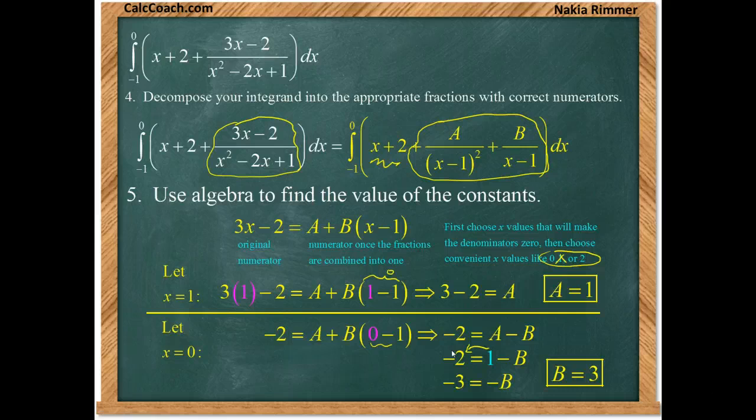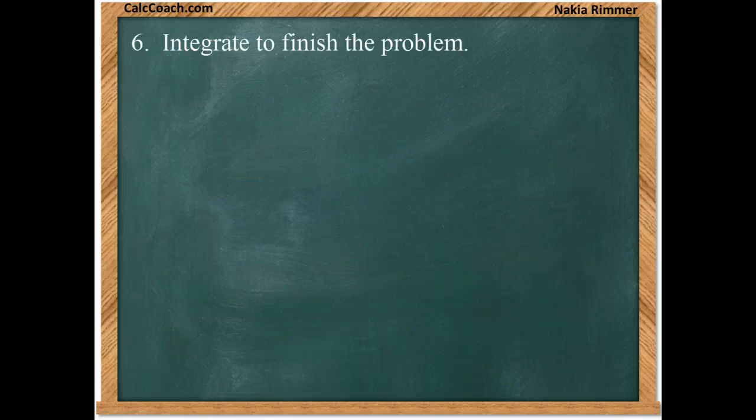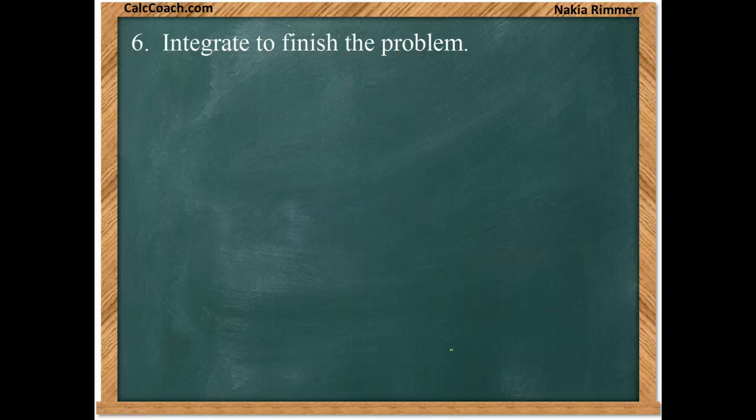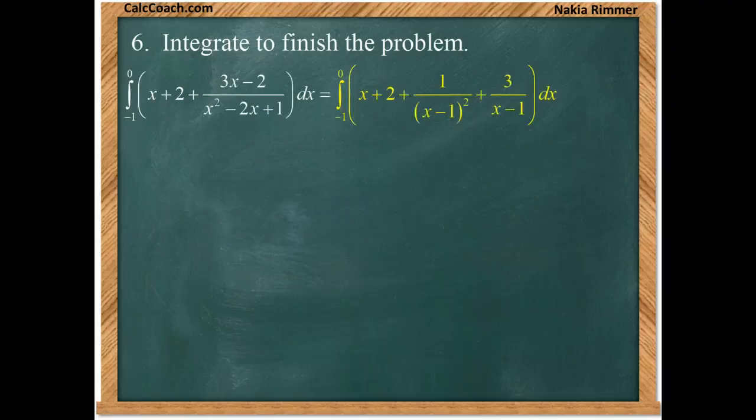The last step is to put it back together and do the integration. So we put it back together. We put the 1 over the x minus 1 quantity squared and the 3 over the x minus 1. Both guys were positive. Great. Now here's the key, though. You can't forget about that other part. Remember, the x plus 2 is there. It's part of the long division. It's going to be part of the integral. It's part of the original fraction.